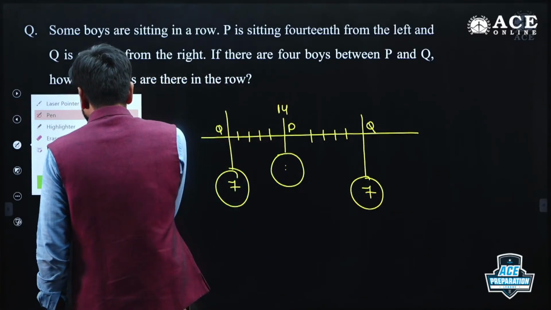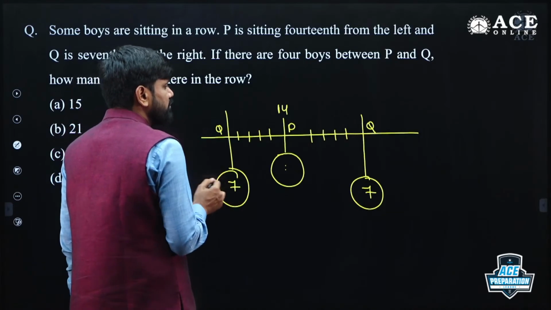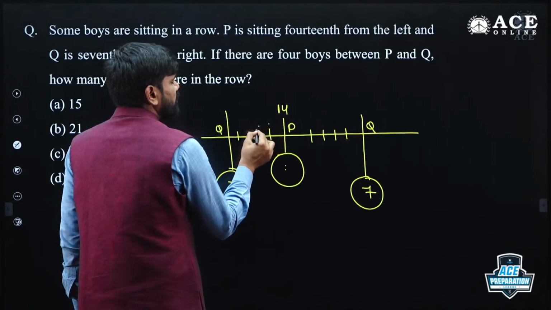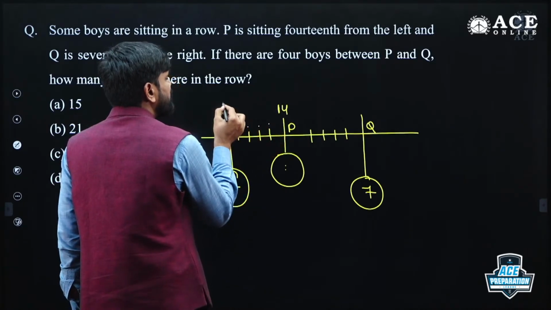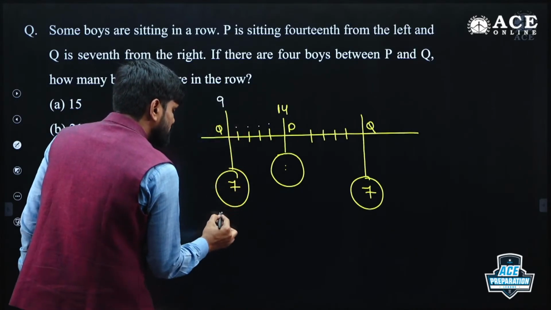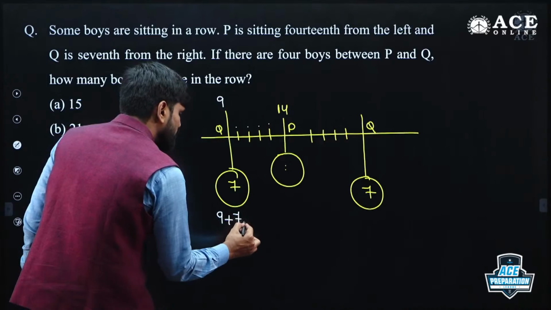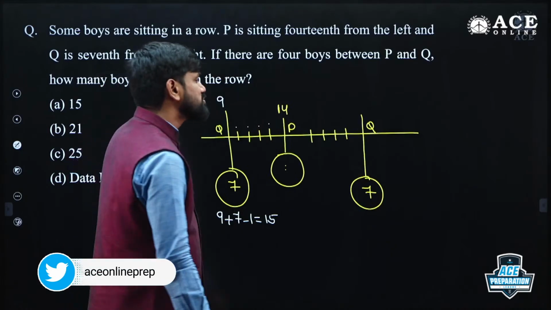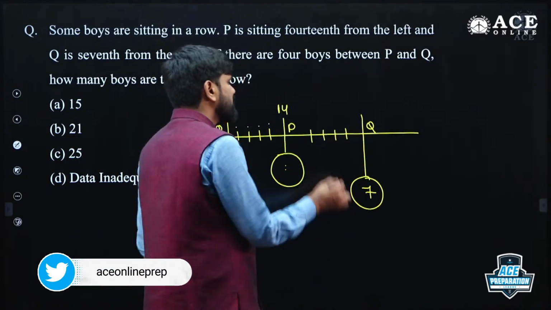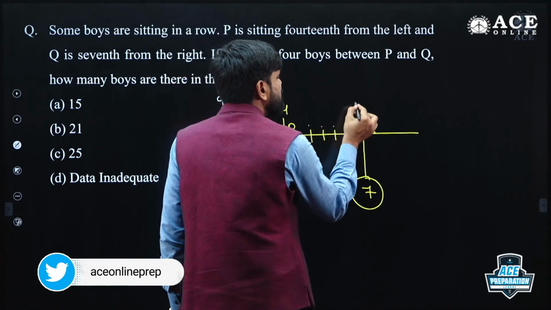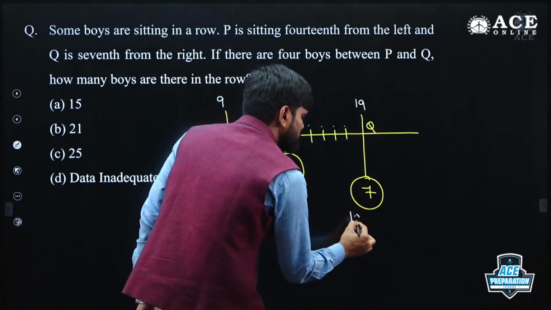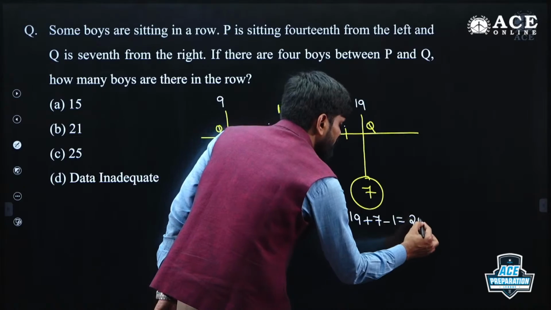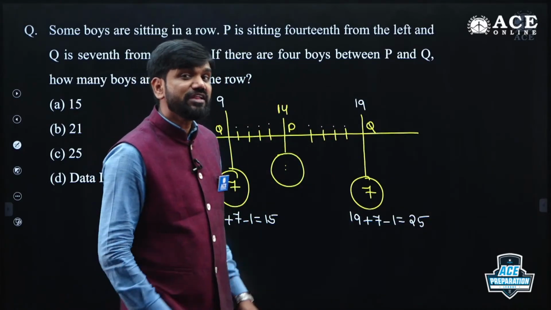Now you observe, if this is the possibility, if this is 7, so this is 14, this is 13, 12, 11, 10, it will be 9. Then the total will become 9 plus 7 minus 1. So here the total is coming out to be 15. This is one possibility. The other possibility is Q may be here. If that is the case, this is 14, 15, 16, 17, 18, it should be 19. Then the total is adding up to 19 plus 7 minus 1. That is going to give you 25. So here we are getting two possibilities.